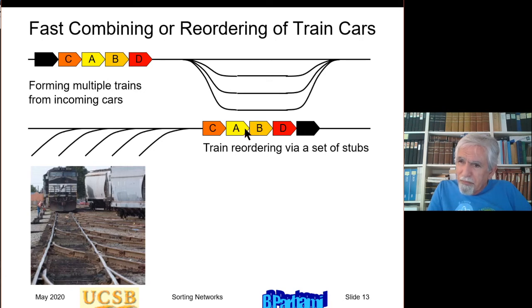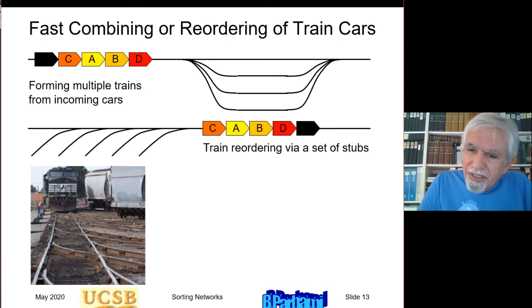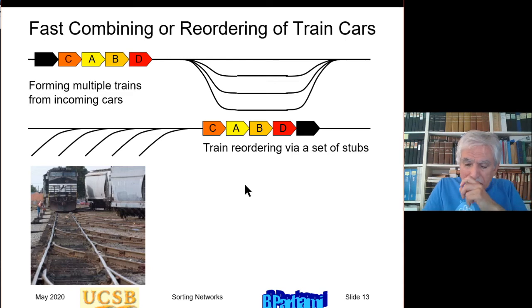Then disengage A from the train, release its brake, and then set the switches appropriately so that it now goes into this stub, and so on. So the engine does not have to go back and forth because gravity does the job, and it's much faster. And of course it uses less energy too.